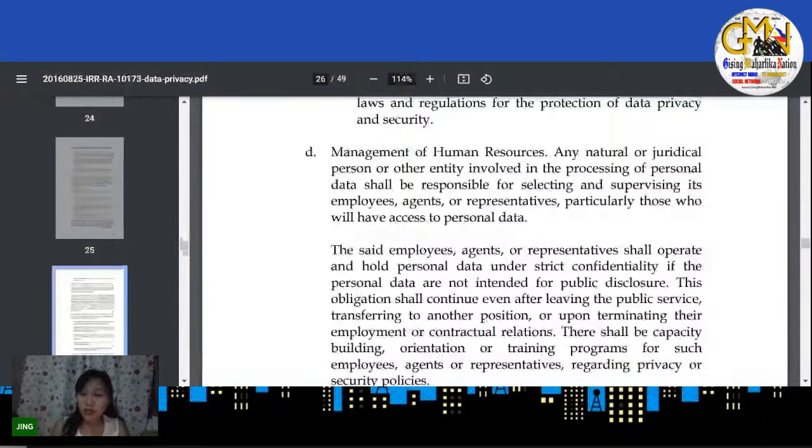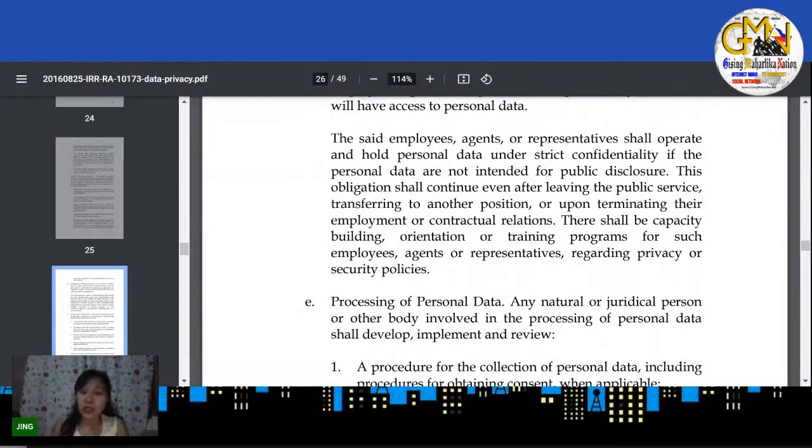Any natural or juridical person or other entity involved in the processing of personal data shall be responsible for selecting and supervising its employees, agents, or representatives, particularly those who will have access to personal data. The said employees, agents, or representatives shall operate and hold personal data under strict confidentiality if the personal data are not intended for public disclosure.